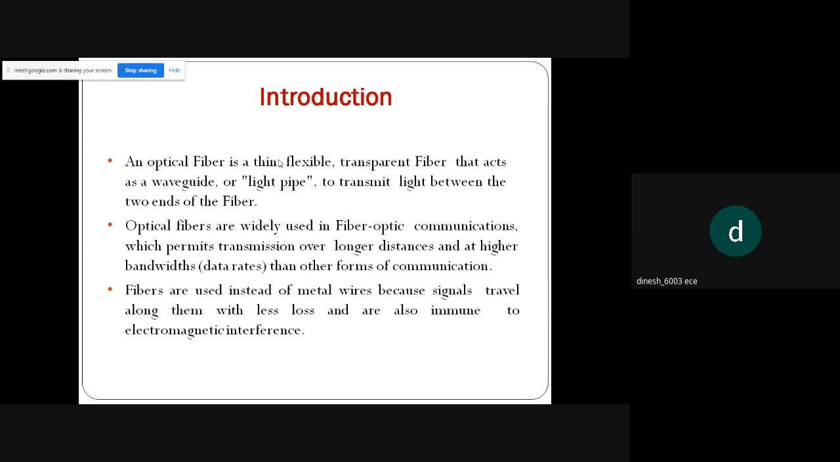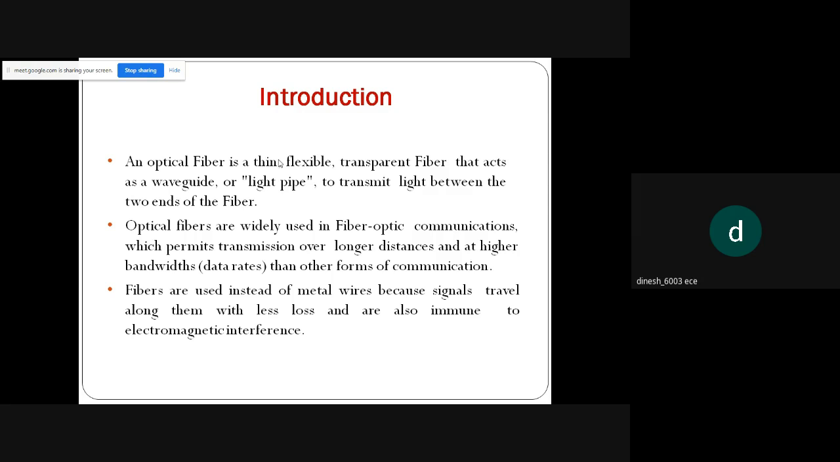Where can we use these thin, flexible, transparent fibers that act as waveguides? They can be used in fiber optic communication, which permits transmission over longer distances with higher data rates. So why do we use this?